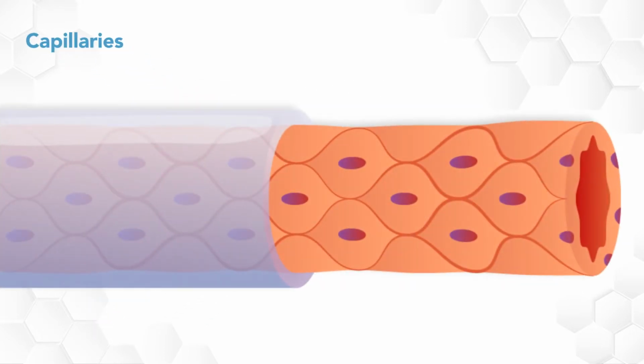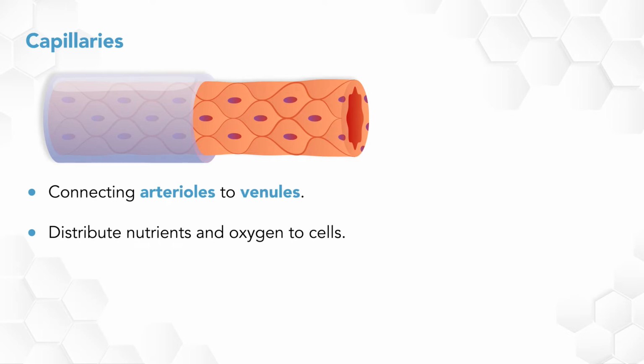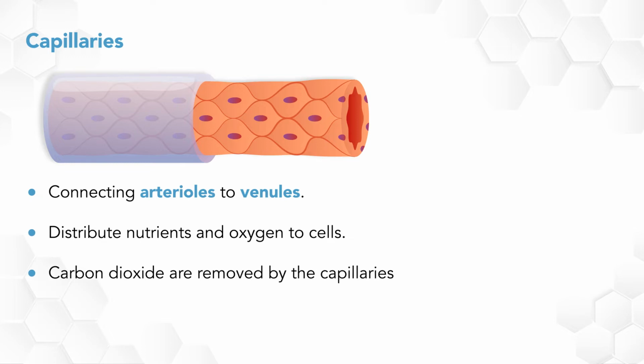Finally, then we have capillaries. These are the smallest and most numerous blood vessels in the circulatory system and are responsible for connecting arterioles to venules. They are vital to the system as they distribute nutrients and oxygen to cells. Furthermore, waste products such as carbon dioxide are removed by the capillaries. Tissues that require an abundant supply of oxygen and nutrients have extensive capillary networks, for example, in the skeletal muscle, kidneys, and liver.